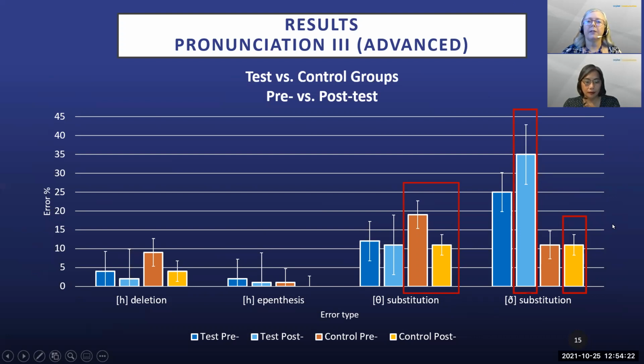There was also significance between error types. For both groups in pre-test, theta substitution errors were significantly higher than both types of H errors. And this was maintained in post-test, reaching significance for ETH substitution versus the H errors.